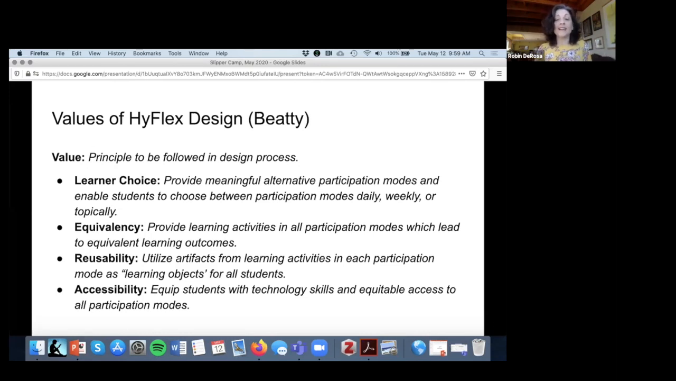And finally, accessibility. Look at how each student is accessing every tiny shred of your class and paying attention to those accessibility channels. So that's everything from accessibility like ADA stuff, right?